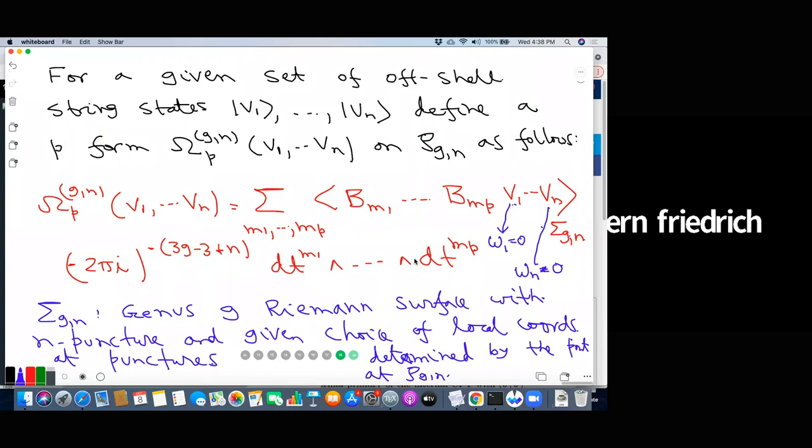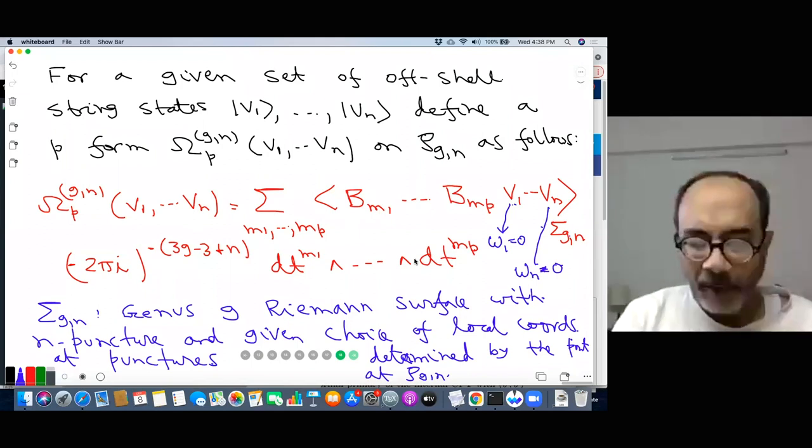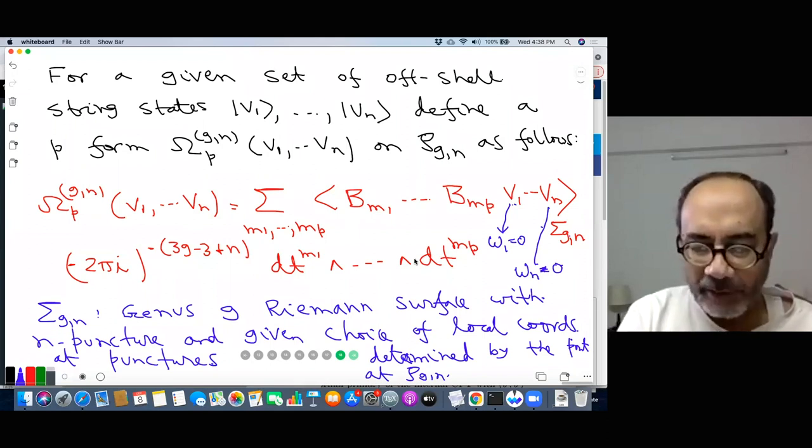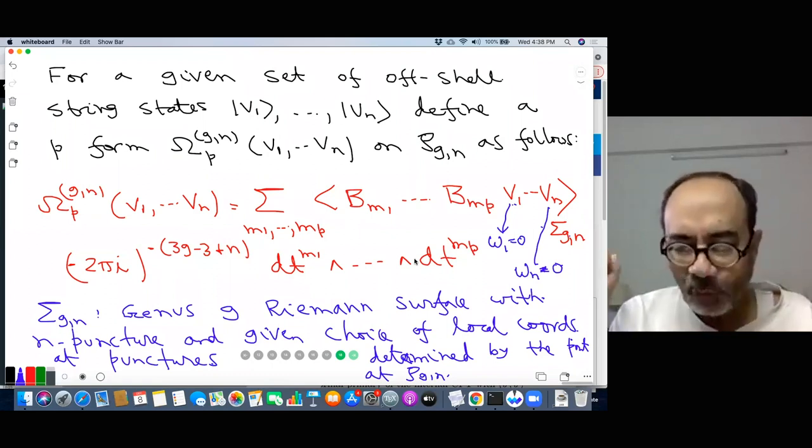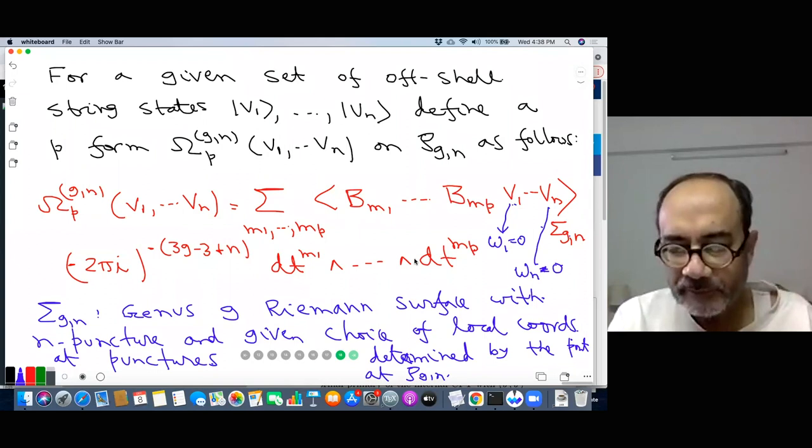Yes, but excuse me, can we have an intuition of what this form is doing? Well, we'll do an example of a four-point function, a sphere four-point function using this form, and there it will become clear. This will basically be the form that you have to integrate over the moduli space to compute string amplitudes. All right, thank you.